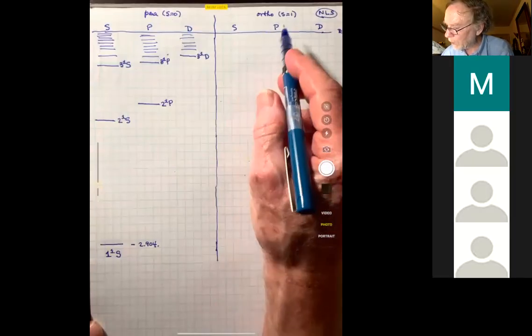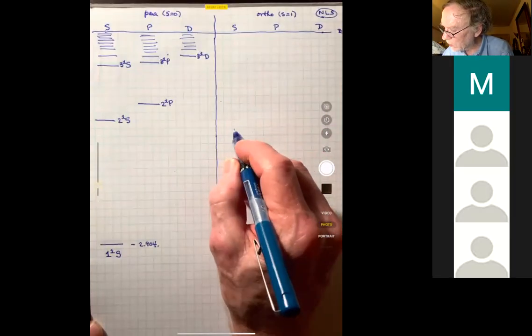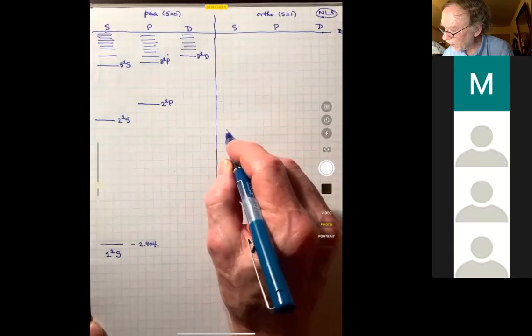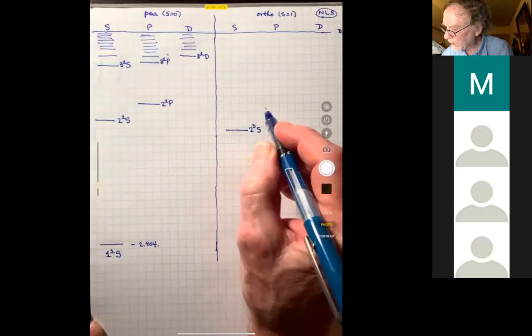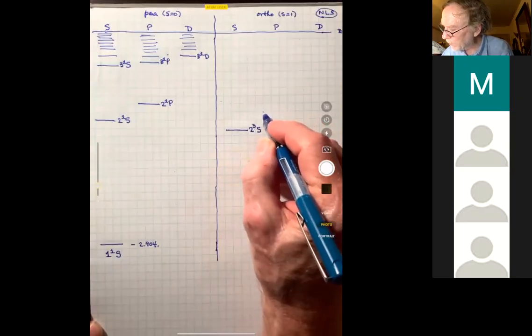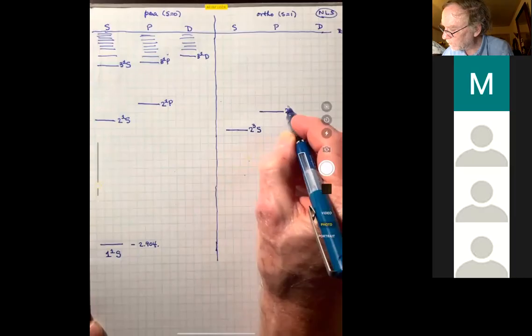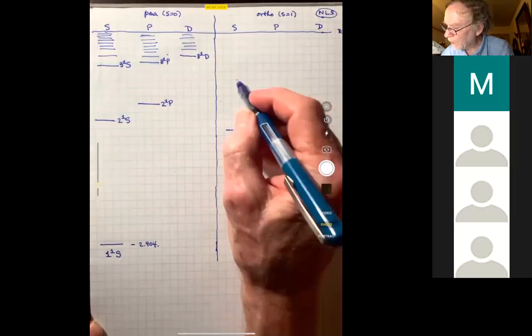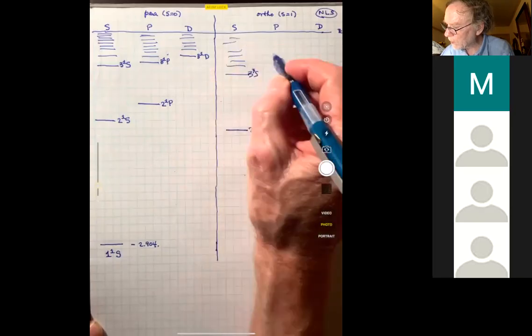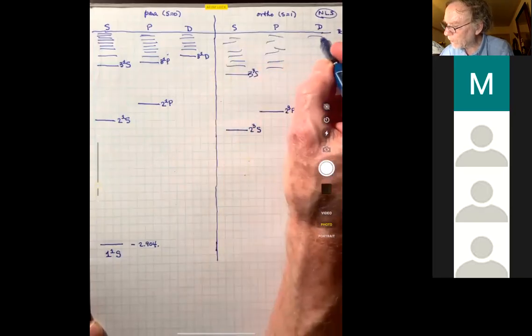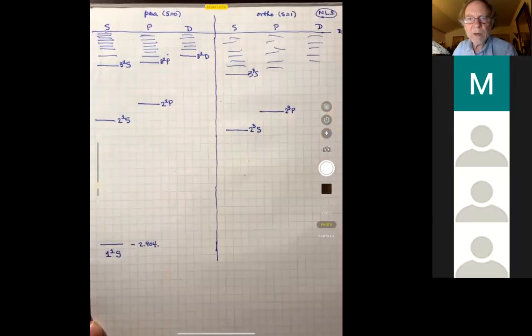Now on the ortho or triplet side, it looks like this. I want to draw this as best I can. You've got a level here, which is a 2 triplet S, and up above here is a 2 triplet P. And then there's a 3 triplet S and so on. These things continue up like this and give you accumulations of levels up like that.